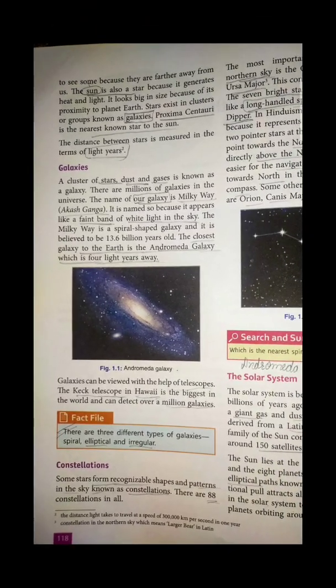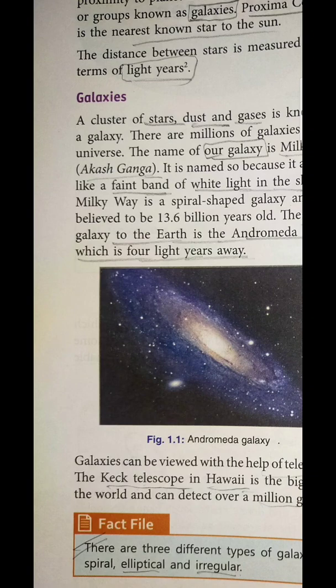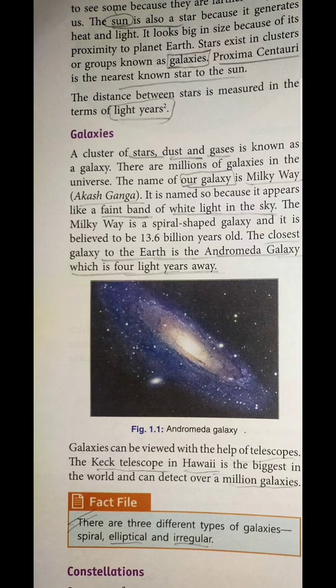The cluster of stars, dust and gases collectively form a galaxy. Okay. In the universe it is not that there are one or two galaxies. There are millions of galaxies in the universe, and the name of our galaxy is the Milky Way galaxy, also known as Akash Ganga. So why is it named the Milky Way galaxy? Because when we look at the galaxy, we find everything in a white faint band. That's why we gave our galaxy the name Milky Way.